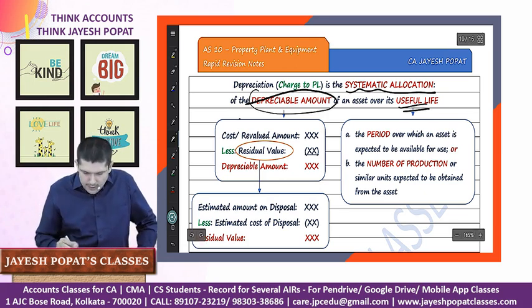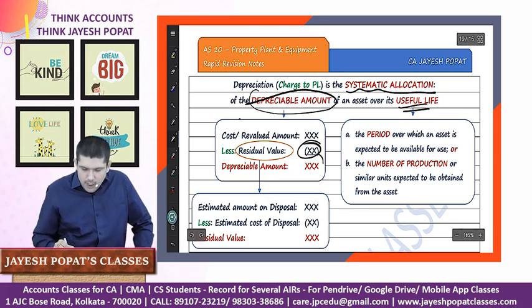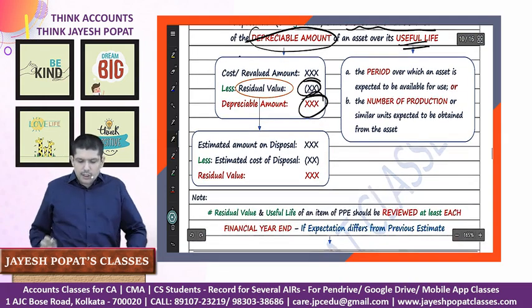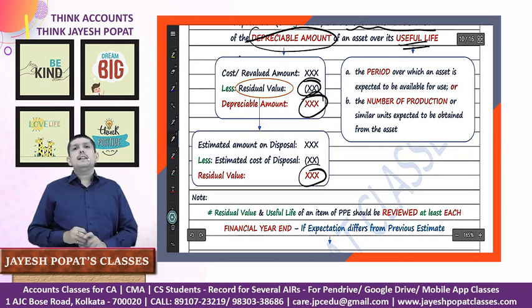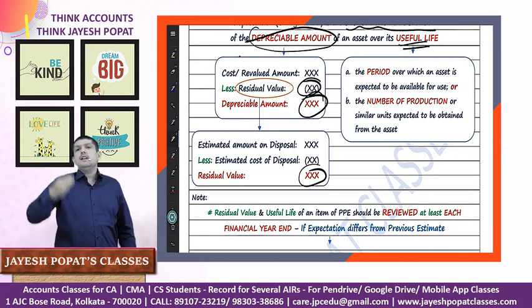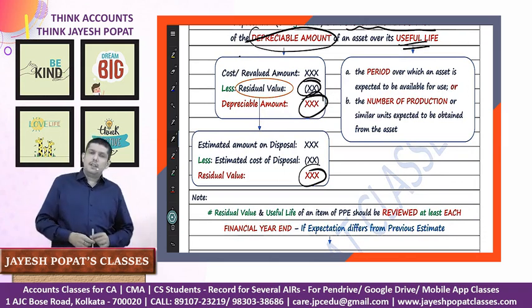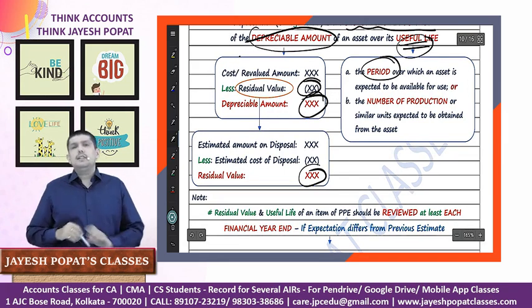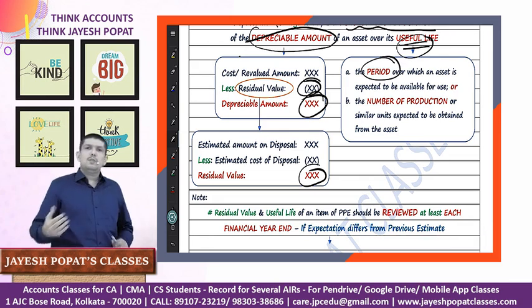So depreciable amount is basically the cost minus the residual value, which is the amount you need to apportion over its useful life. What is the residual value? Residual value is basically the amount which you expect to realize once you dispose of that asset at the end of its useful life. What is useful life? Useful life is considered in two ways: in terms of period, the number of years for which you could use the asset.